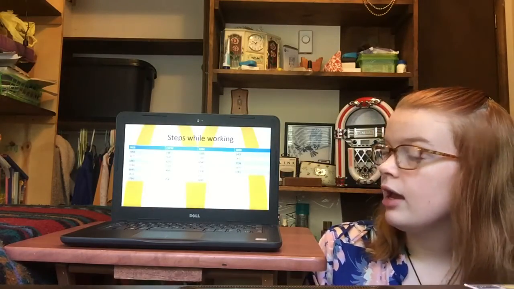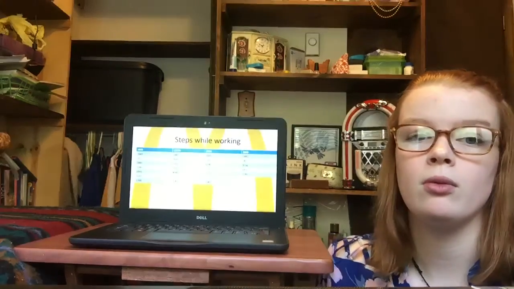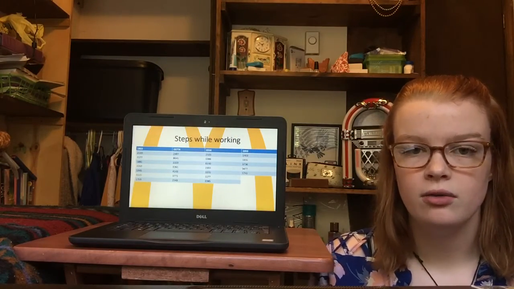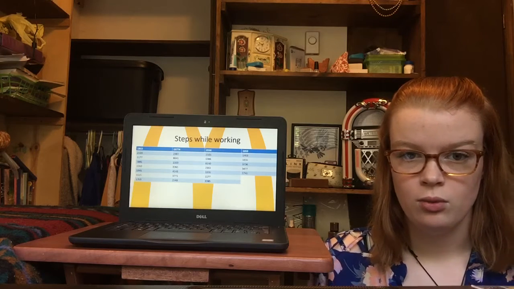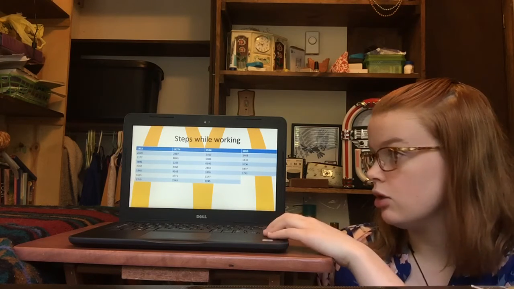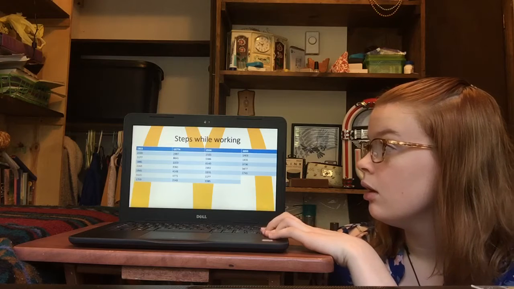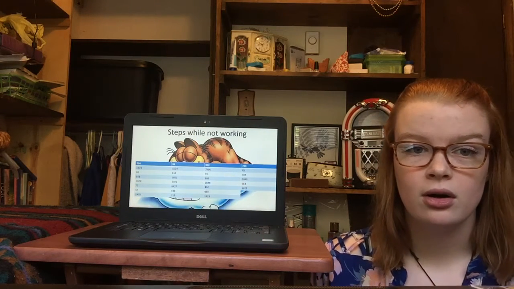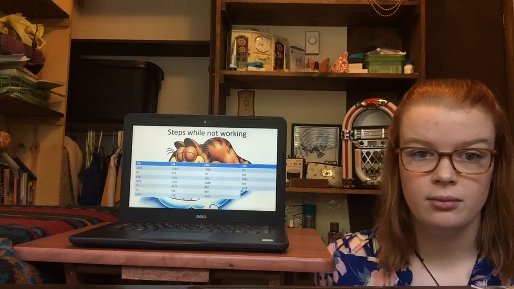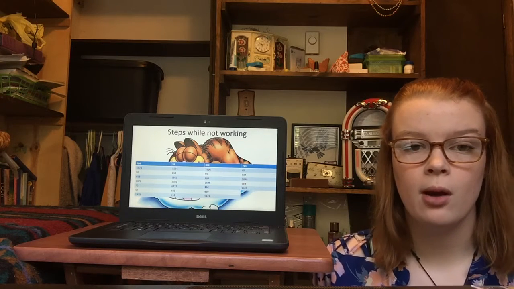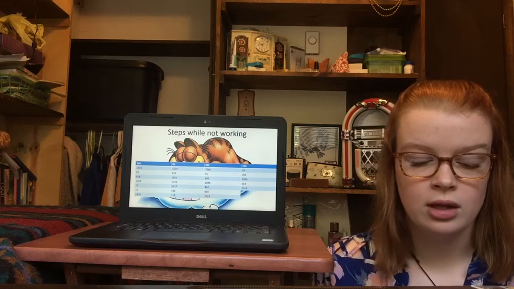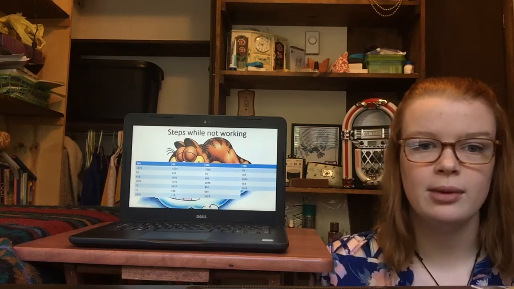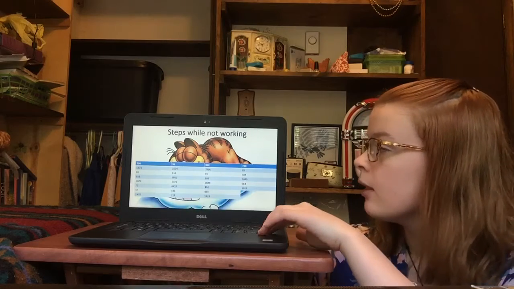Here I have a table with all of the days, the 30 days of the steps that I've taken while working at my job at McDonald's. And here I have a chart of the 30 days of the steps taken while I'm not working and doing other things like sleeping or walking or whatever it is I do on my days that I don't work.